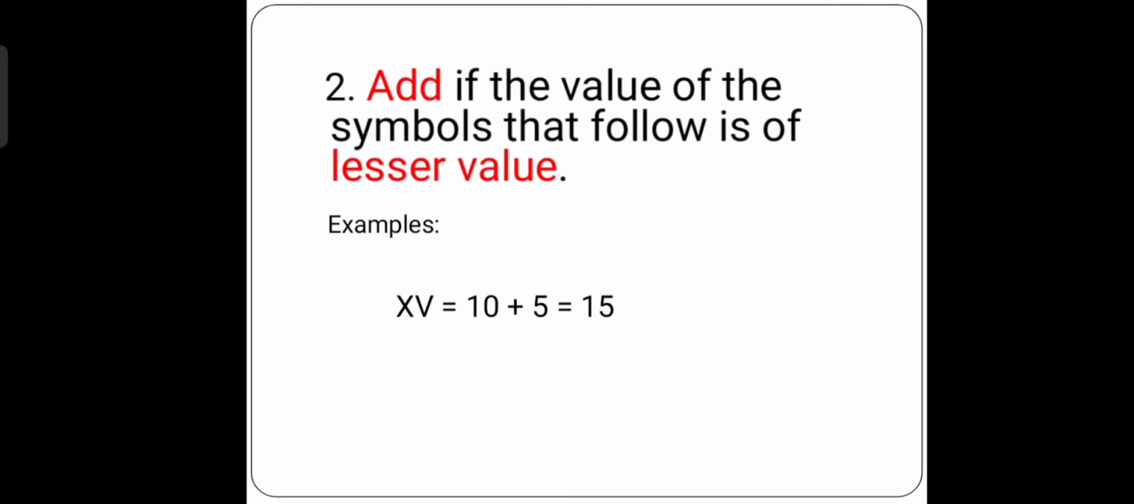It is 15. Okay, next, L and X. What is the value of L? 50. What is the value of X? 10. So, what are we going to do if the symbol that follows is lesser? We are going to add. So we will add 50 plus 10 equals 60. So the value of LX is equal to 60. So what will we do? If the symbol that follows is of lesser value, we will have to add.